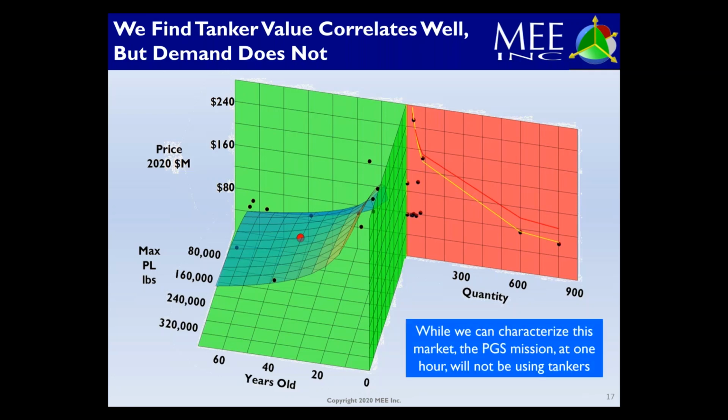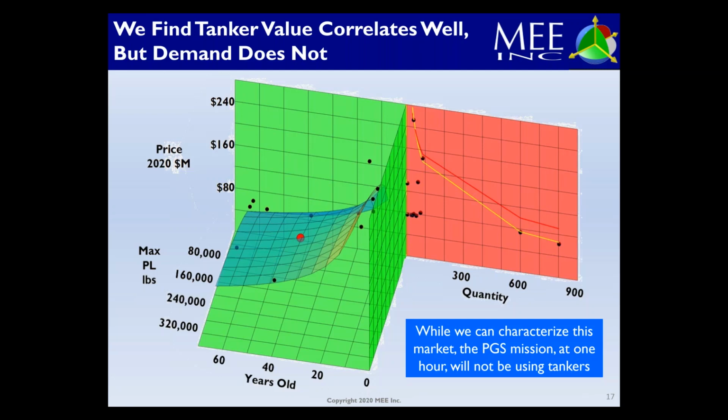we can characterize this market, but when we step back and think about it, the prompt global strike system wants to deliver anything within an hour. And so if that's going to happen in an hour, and the separation of the missile from the plane happens inside of an hour, the plane is going to only be up for, say, an hour and a half max. None of these planes run out of fuel in an hour and a half, and so therefore we're not going to be using tankers here.